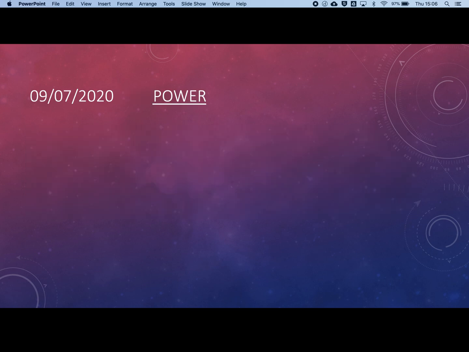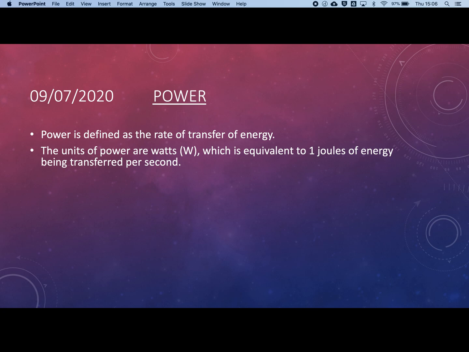So, definition. Power is defined as the rate of energy transfer. It is how fast energy goes from one place to another. The units of power are watts, capital W, which is equivalent to 1 joule per second. So if we transfer 1 joule of energy per second, that is 1 watt. Remember, we defined 1 joule as moving 1 newton through 1 metre, so that's a small bag of sugar. If I lift it up 1 metre in 1 second, that is a power of 1 watt.